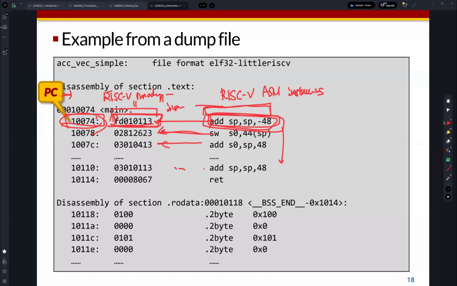Actually, this is the first line of the main function. In order to execute the main function of this code, the processor needs to execute the first line of this code. How? The processor reads this instruction from memory using this address.